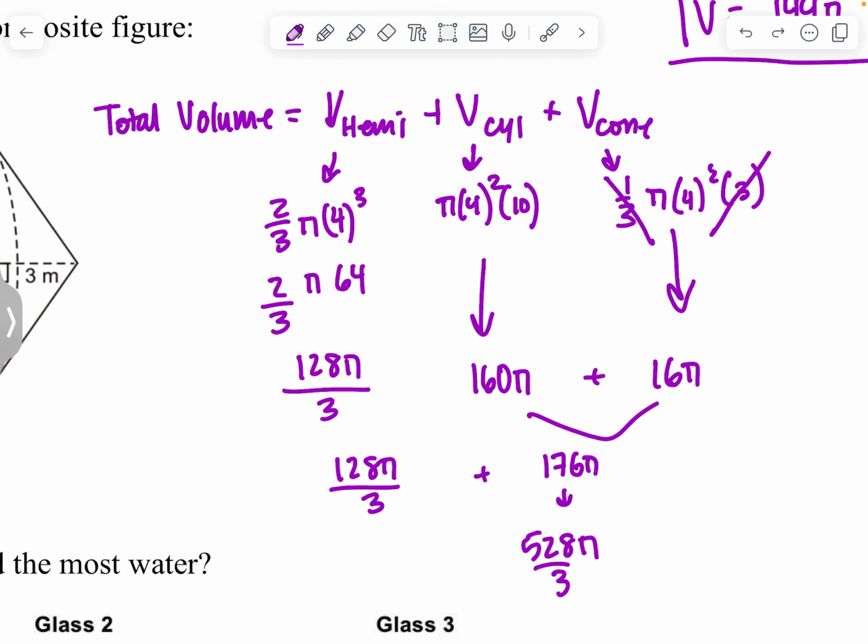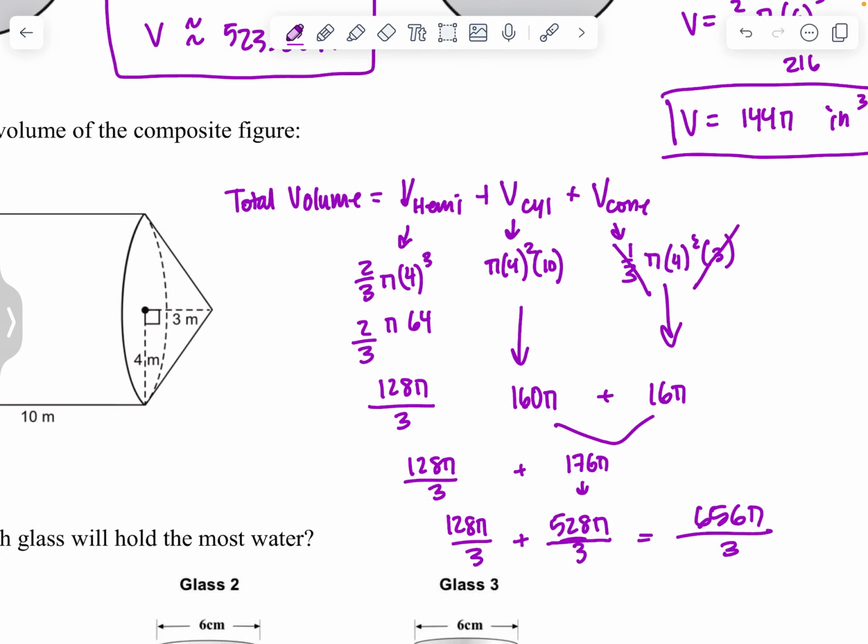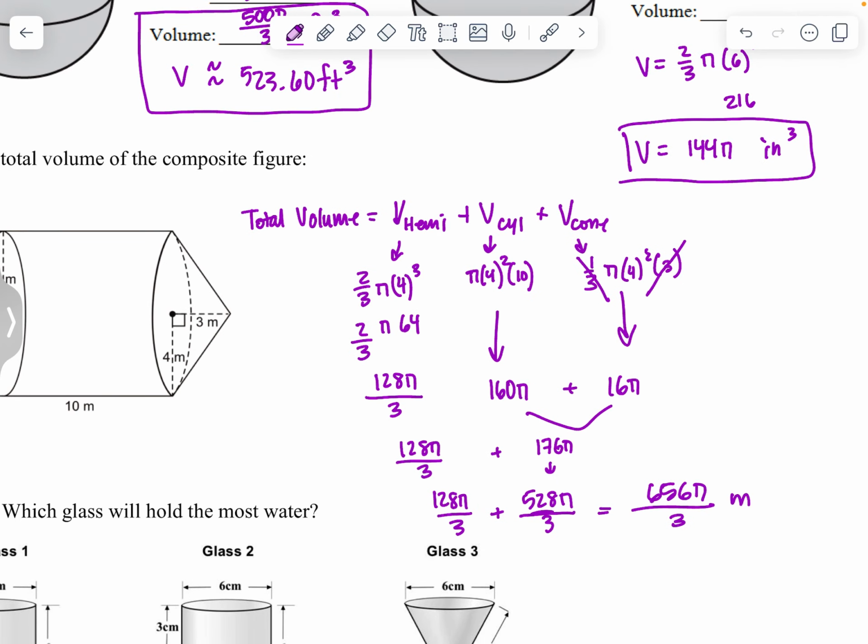528 pi over 3. Then you have the 128 pi over 3, and now you could add these because they are like denominators. This will be equal to, add the 128, 656 pi all over 3. This is measured in meters cubed.